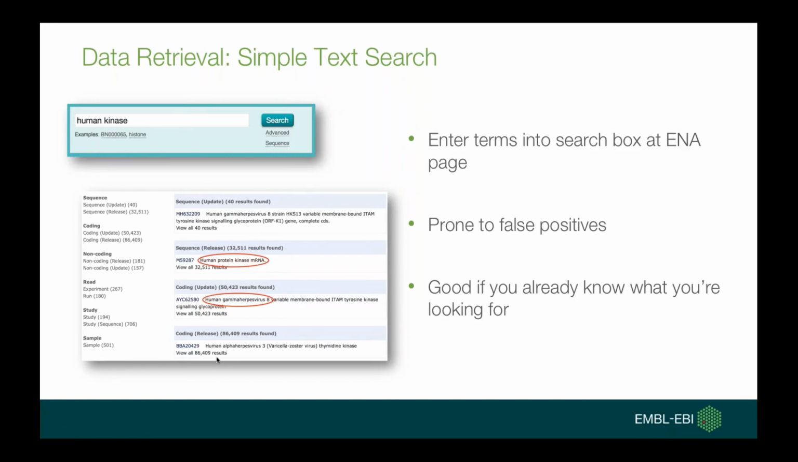But if you look further down, you'll see that this next result here from the coding section is human gamma herpes virus kinase. So this is not from human, it's from a virus that infects humans. You can see right away that the simple text search here is quite prone to false positives. It's perfectly good if you already know what you're looking for. If you put an accession number in here, for example, this will lead you right to it, but it's not the most intelligent way to run your searches.